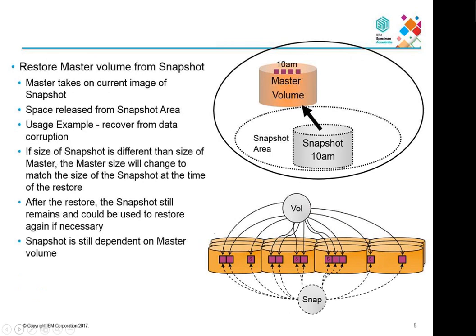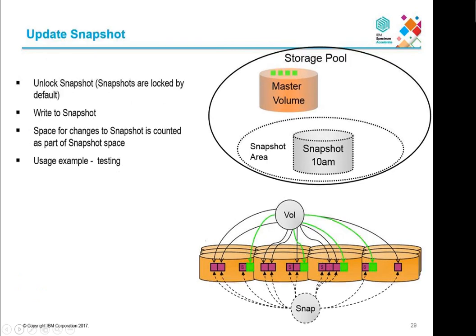Again, that just shows the animation there of the volume changing. I can update a snap. I mean, I can take a snap. I can unlock it. Again, they are read-only by default. I can unlock them, make them read-write. I can write to the snap, and then I can also restore from that snap to the master. So I can change a little bit of information and then do a restore. I can change the size of the snap and then do restore.